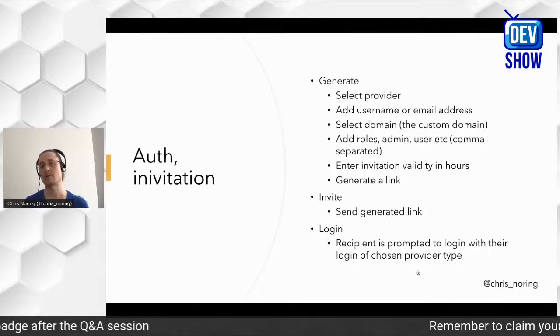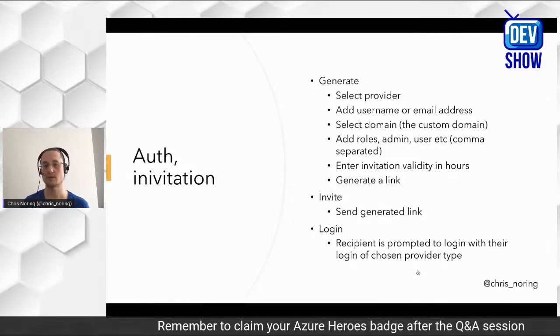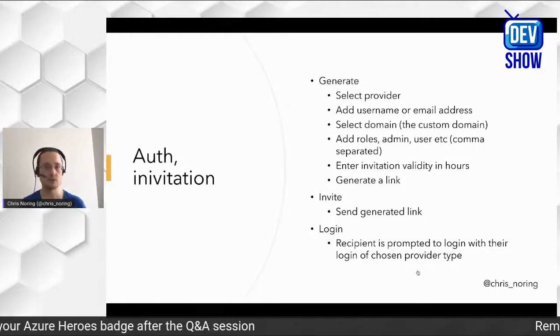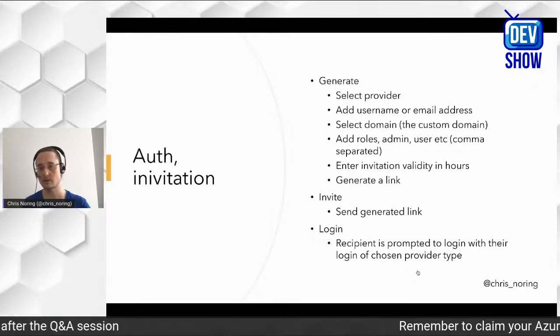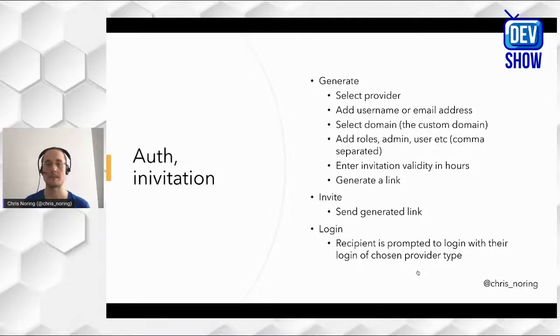And it works in 3 different steps. First, you have a generate step. What you want to do is to say, hey, I'm going to be using this provider. This is the username or email address of the user I intend to invite. And then I need to be selecting a domain. If you have set up a custom domain at that point, that's what you will be entering. If you don't have a custom domain, it will pre-fill it with the one that is generated for you.